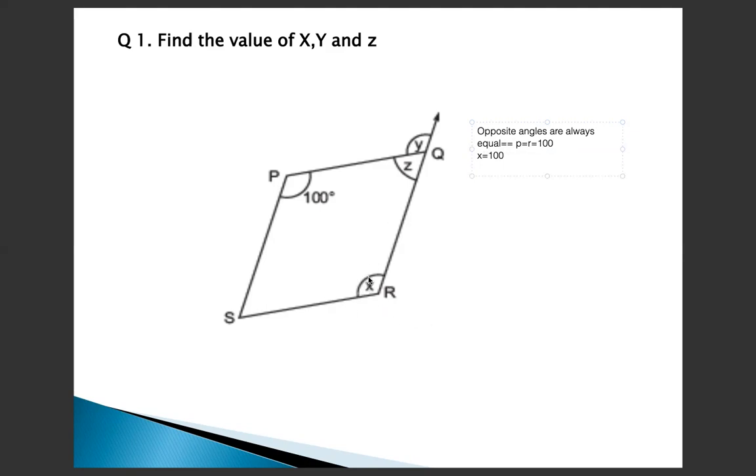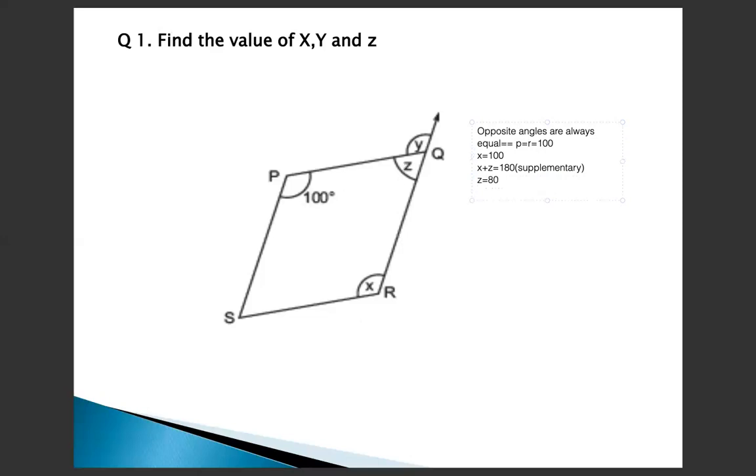We know that the value of X plus Z will be 180 degree. The value of x plus z will be 180 degree. Why 180 degree? Because it is forming a supplementary. And adjacent angles are always supplementary. That means 180 degree. I repeat, adjacent angles are always supplementary or 180 degrees. So the value of z comes out to be 80 degrees.